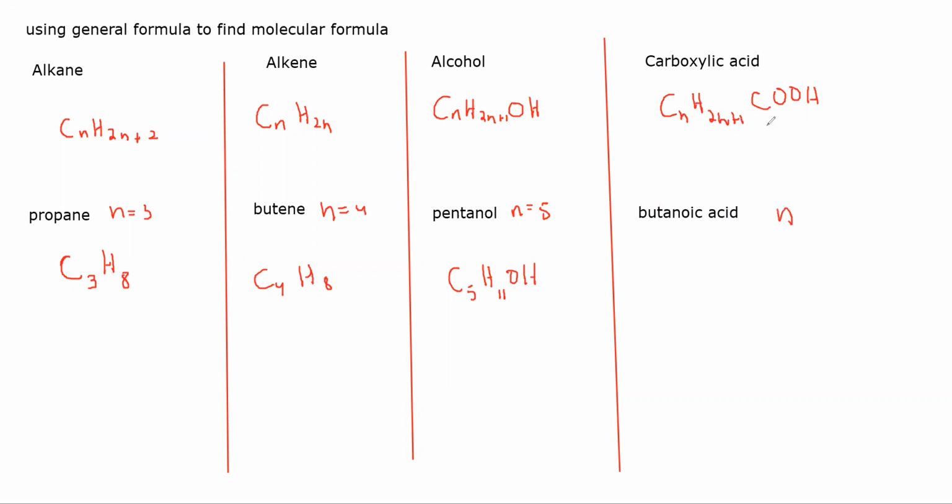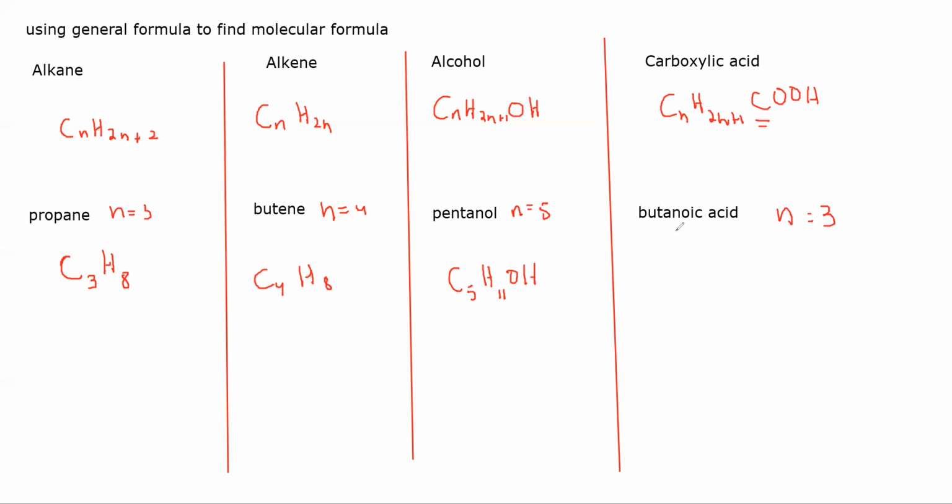Why is it 1 less? Because you already have one of the carbons here. So one carbon is already included in the formula. So that's why the value of n will not be the same as what is in the suffix. It will be 1 less. So the value of n in case of butanoic acid will be 3.